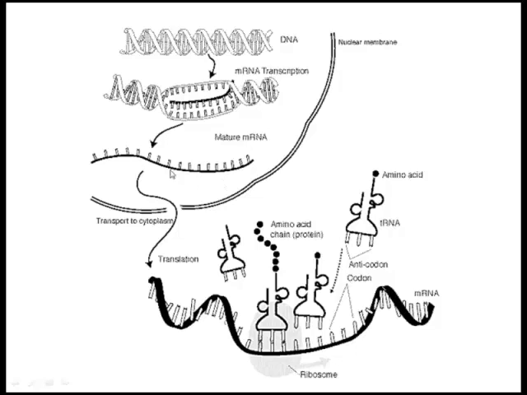Now, mature mRNA with only exons, as in the process of processing introns have been removed, can move through nuclear pores. This is a nuclear pore. It can pass through nuclear pores to the cytoplasm, where it will start the process of translation. So the process of translation is the formation of a polypeptide chain according to the information present on mRNA.